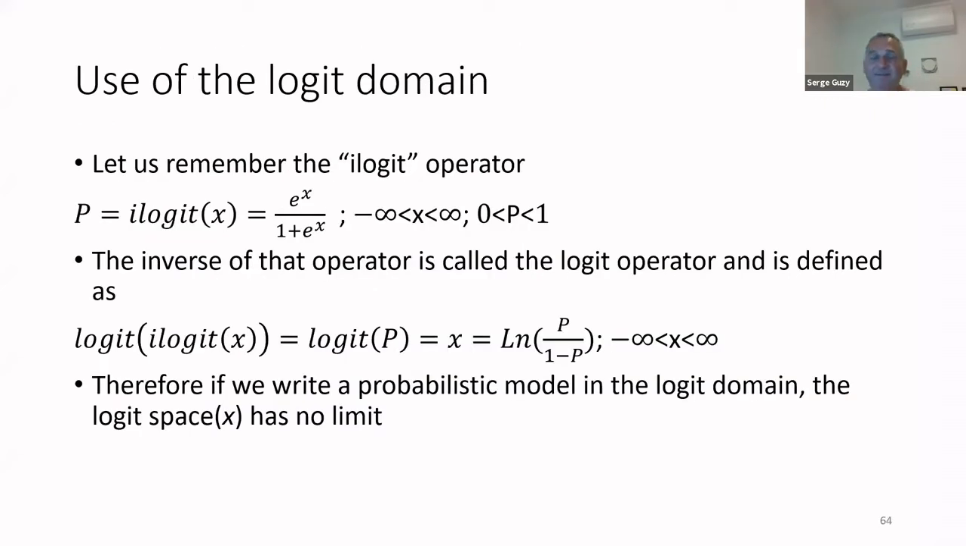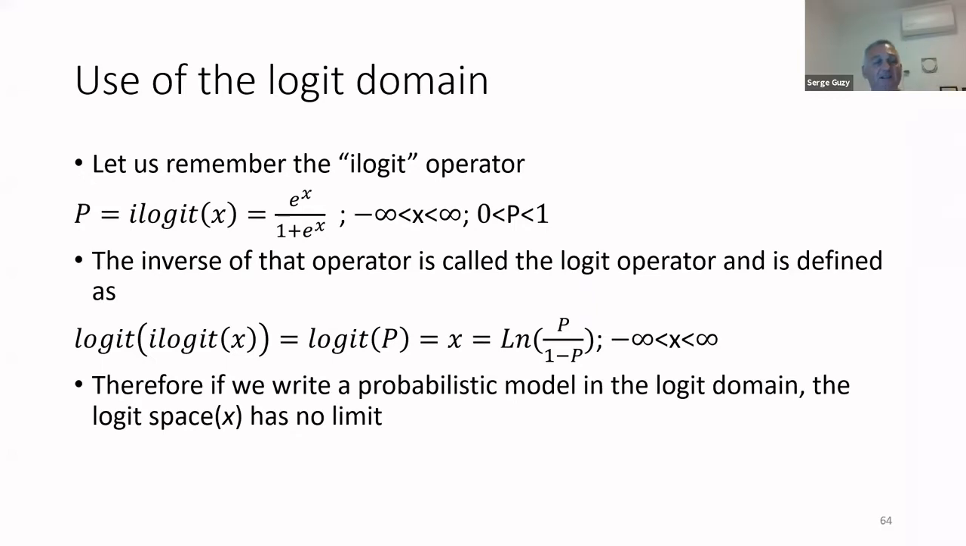well. Then again, the probability should be between 0 and 1. Then obviously I'm going to associate the probability to the ilogit operator. And I'm going to say that P is equal to ilogit of X, because I know that the probability is between 0 and 1. And I know that ilogit X is also between 0 and 1.